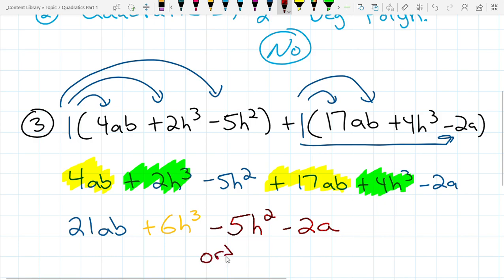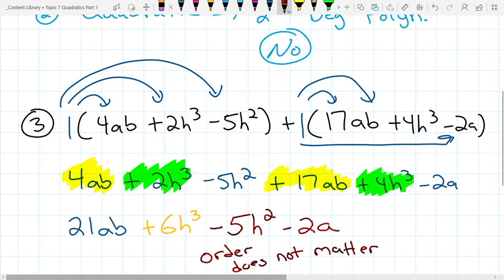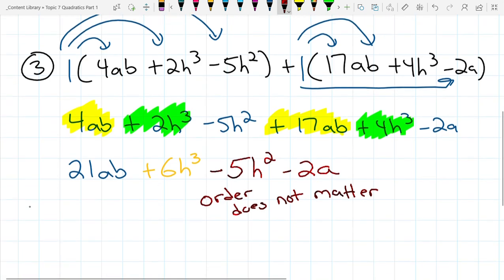For this question, the order does not matter. And that's for the whole test that you take. The order in which you write your answers does not matter to me. I just care that you get the right number and the correct variables with them.